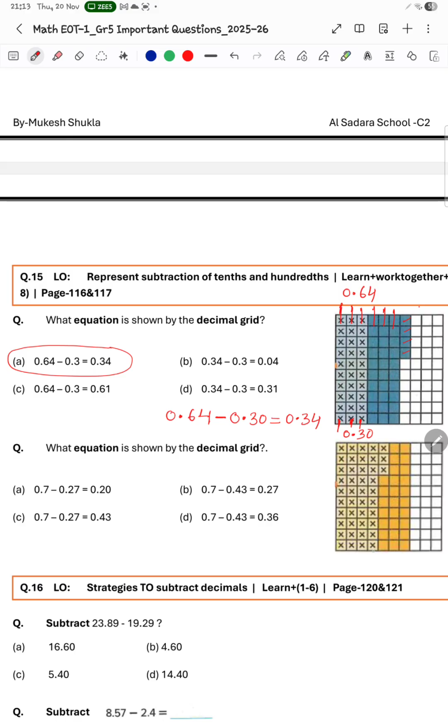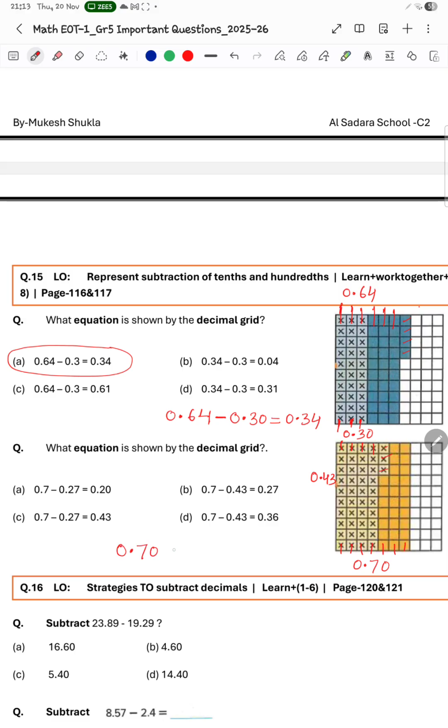Same way I will do here. First I will count all the boxes which are colored. So 10, 20, 30, 40, 50, 60, 70. So 70 hundredths boxes are colored. And how many of them are X? 10, 20, 30, 40 and 41, 42, 43. So 43 are X.